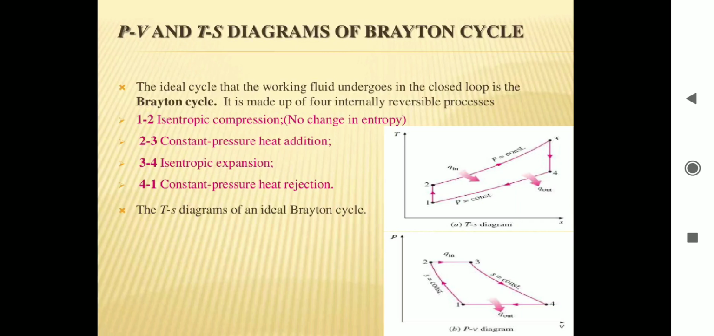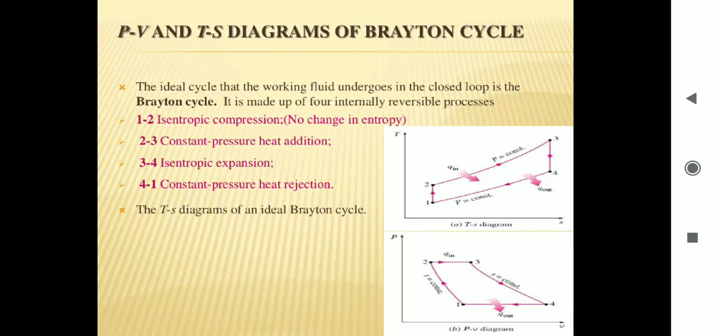So it consists of mainly four processes. 1 to 2 is an isentropic compression process. Isentropic means no entropy change, but it's not practical, that's why it's an ideal cycle. In the PV diagram, we can see that from 1 to 2 the volume is decreasing because compression is taking place. 2 to 3 is a heat addition process, which is a constant pressure heat addition process. That heat addition takes place in the combustion chamber, right?